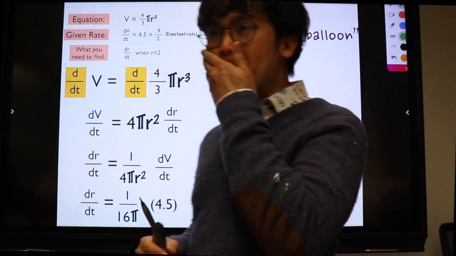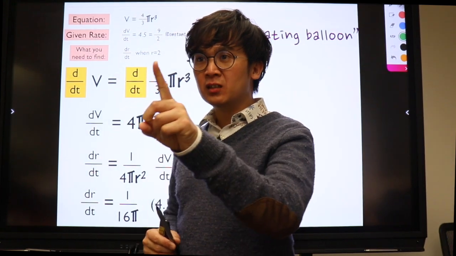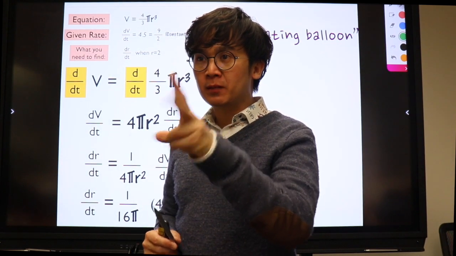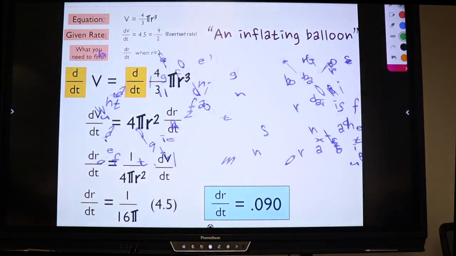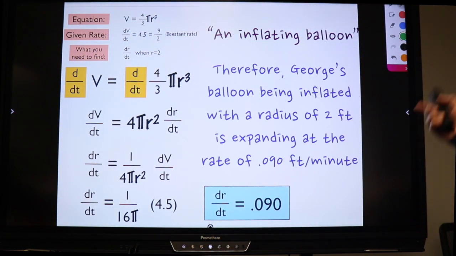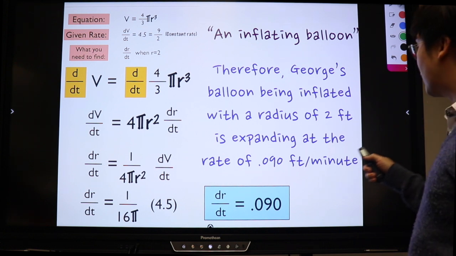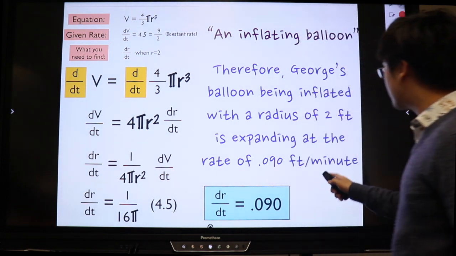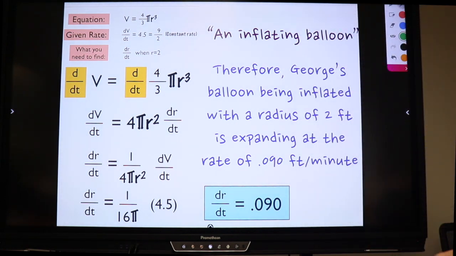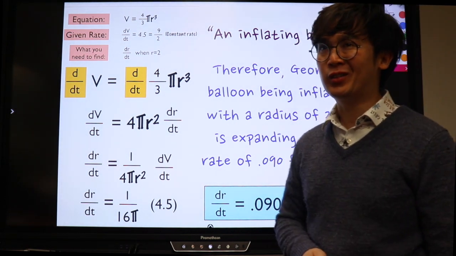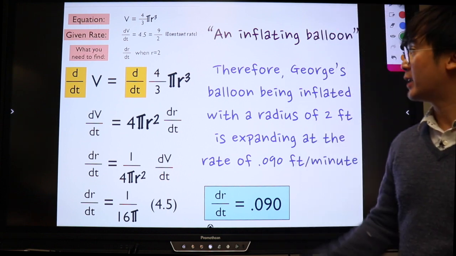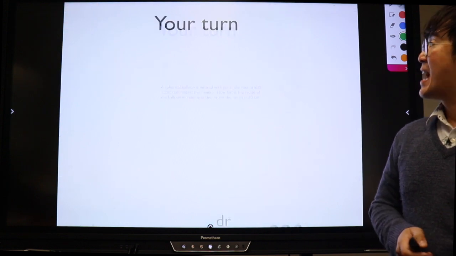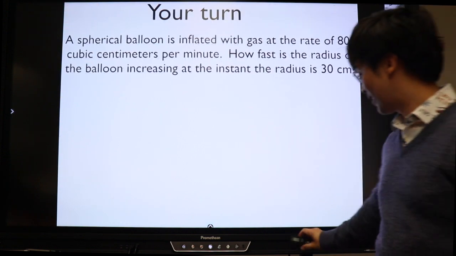So we had area of a circle, volume of a sphere, right? Let's see what our next problem would be. So in our answer, George's balloon being inflated with a radius of 2 feet is expanding at the rate of 0.090 feet per minute. It was minute, the unit of time that was used in the problem. I thought it was seconds, but this is how we're going to be using our equation. All right, your turn. On your own.